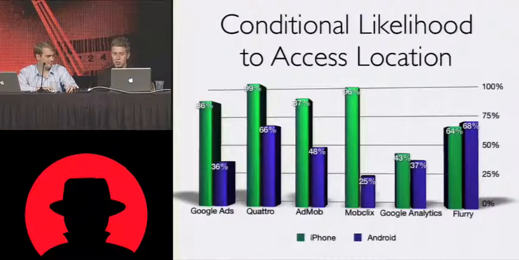So let's zoom out a little bit and say, okay, given that an application implements a certain third-party SDK, what is its likelihood to access location? And these are the numbers we came up with for some pretty popular third-party SDKs, on iPhone and Android. I think it's really important to take these numbers in context, and I think the insights on the next page will put that into context.